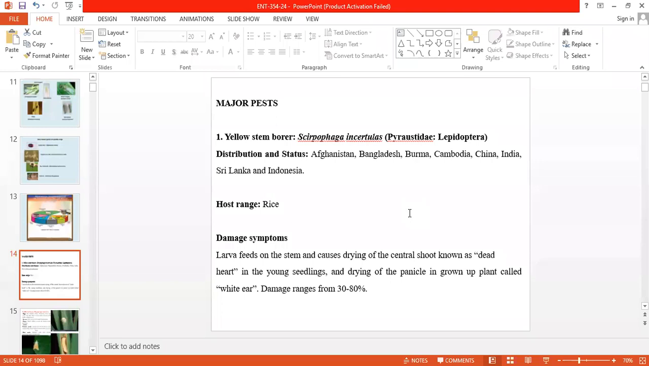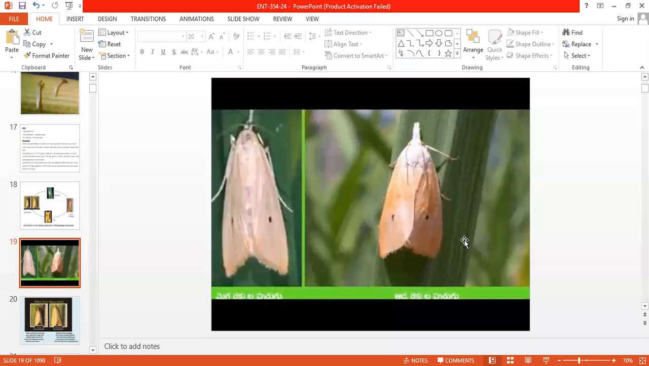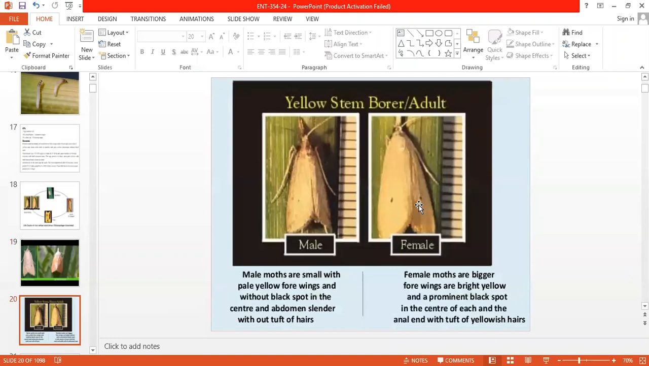So why is it called a yellow stem borer? Because the adult of that pest is yellowish brown in color. Stem borer is the common name of that pest because this pest mainly infests the stem of paddy. And yellow because the color of the adult moth is bright yellowish, and its four wings are bright yellowish brown. Male and female are distinguished: the female has two black spots on the four wings, and the male yellow stem borer is without black spots on the four wings.